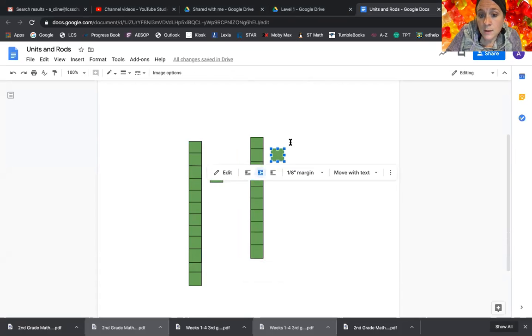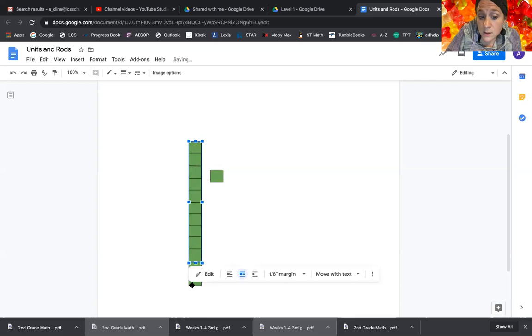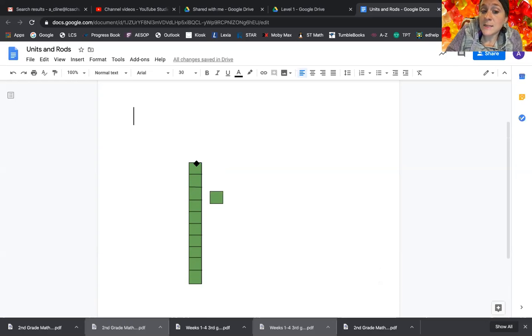So when we are working with numbers and we're talking about place value, if I talk about numbers in the ones column, that's going to be talking about the units. If I'm talking about numbers in the tens column, that's going to be talking about the rods. We have discussed numbers in the hundreds column, but we're not going to be working with that right now. So I'm going to move on back.